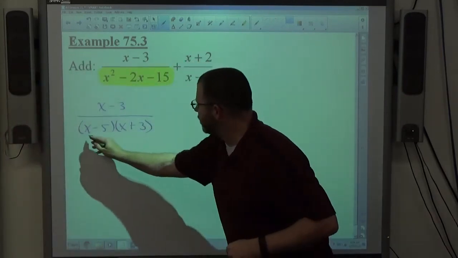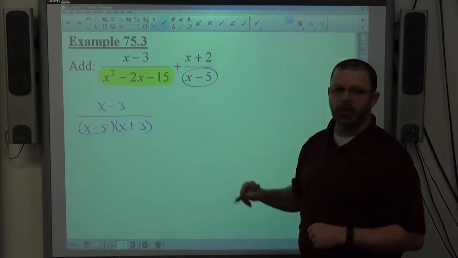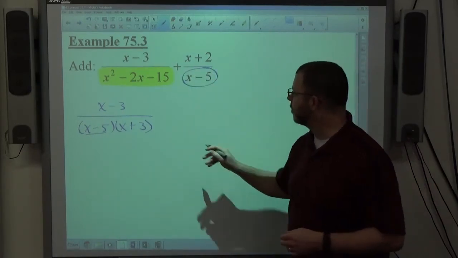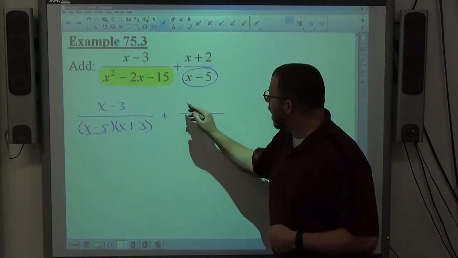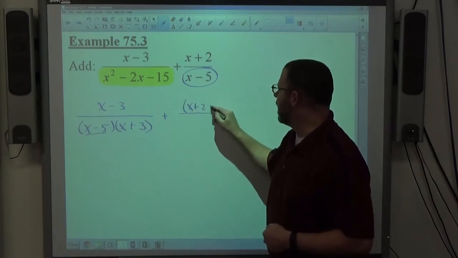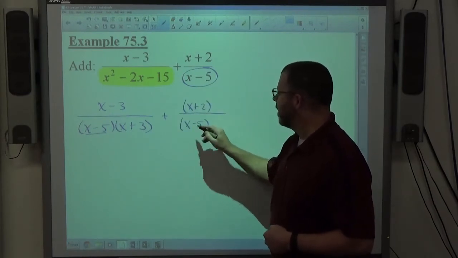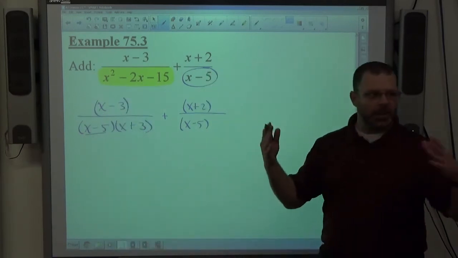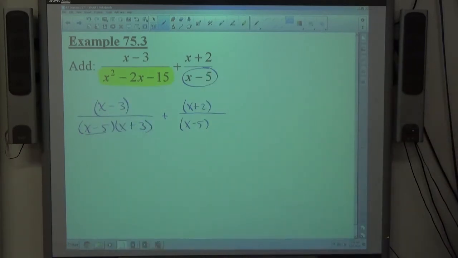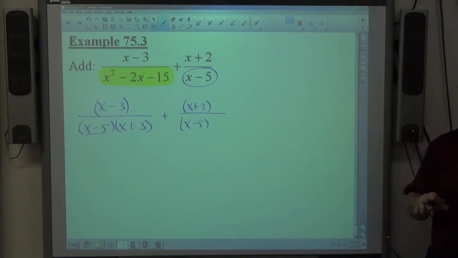Notice x minus 5 already matches x minus 5, so I don't have to do any sign changing on this one. It's already ready to go. So plus, now I do have x plus 2 on top, and I've got x minus 5 on the bottom, and this is x minus 3 on top. It's helpful, if you have multiple objects on top and or bottom, to go ahead and encase those in parentheses, treat them as one object, so they are what they are to begin with.